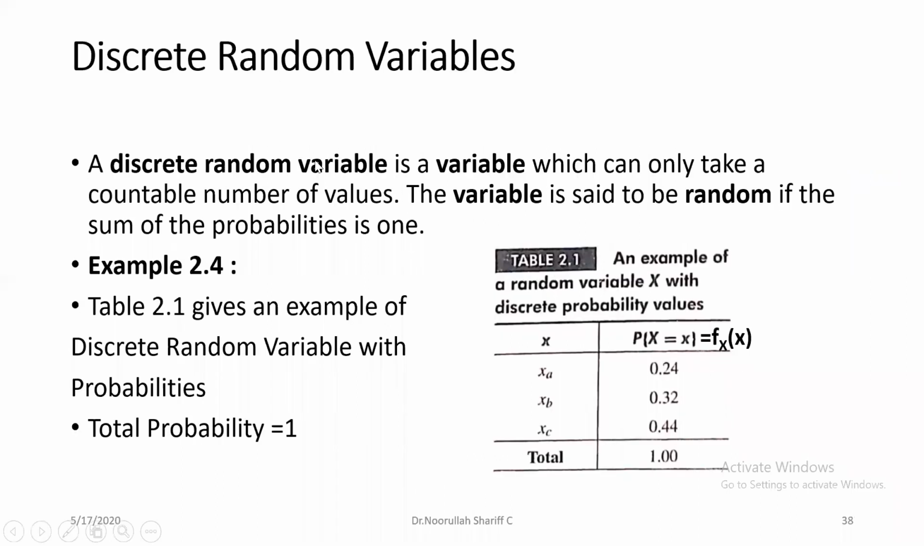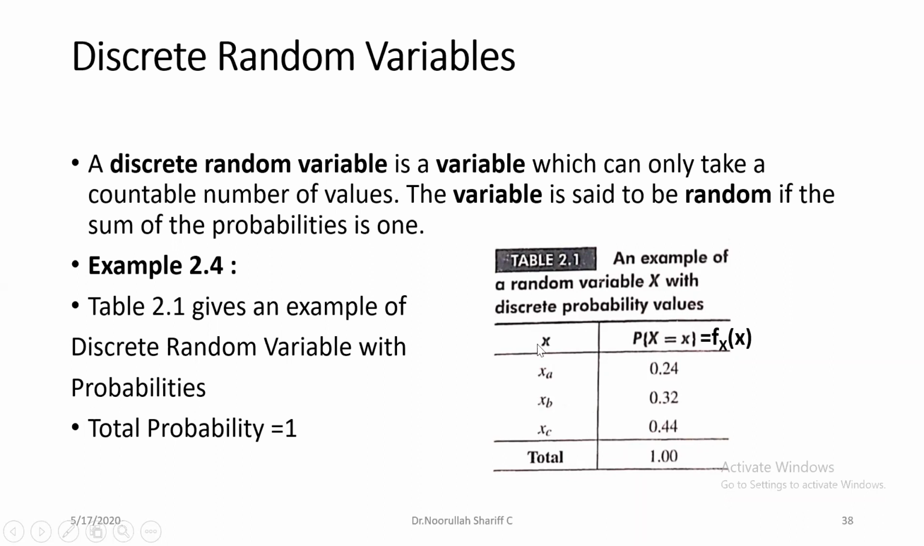So a discrete random variable is a variable which can only take a countable number of values. Here the term which is very important is countable number of values. So countable is itself discrete. The variable is said to be random if the sum of the probabilities is 1. So there are two terms, discrete and random. Discrete means countable number of values, and the variable is random if the sum of all the probabilities is equal to 1. So an example is given over here.